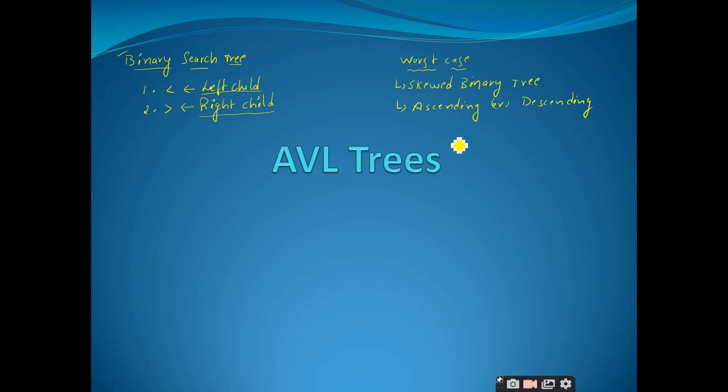So for example, let me take 5 elements, 10, 20, 30, 40 and 50. Right. So if I construct the binary search tree, 10 is placed as the root node, and then 20 should be towards the right side of 10, and 30 should be placed towards the right side of 20, and then 40 and then 50. So this is called as right skewed binary tree.